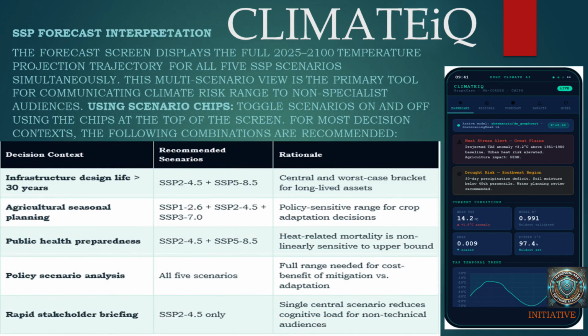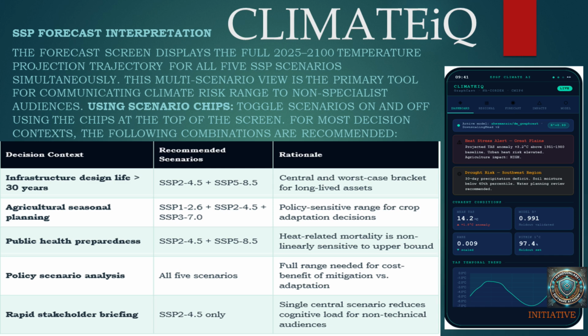So let's look at the SSP forecast interpretation. The forecast screen displays the full 2005 to 2100. That's over 75 years ahead. Temperature projection trajectory for all 5 SSP scenarios simultaneously. This multi-scenario view is the primary tool for communicating climate risk range to non-specialist audiences. Using scenario chips, toggle scenarios on and off using the chips at the top of the screen for the most decision context. The following combinations are recommended.